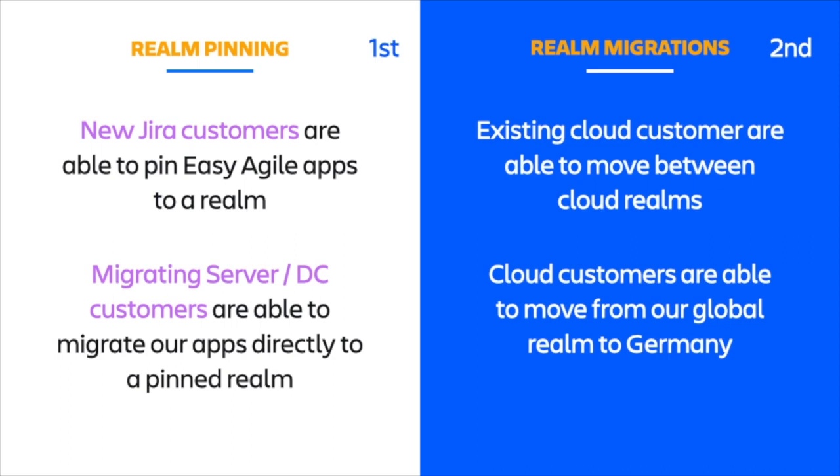So what this allowed us to do was that if we implemented realm pinning first, it would allow us to provide a new realm for new customers and any customers migrating from server DC. So in order to allow for migrating customers from server DC to actually migrate to our new German realm, we just had to implement the new migration URL in our app descriptor, which was pretty simple to do, and it enabled server customers to then migrate to the new realm. After we completed realm pinning, we then move on to realm migrations, and that would allow our existing customers to move from the global realm to our new pinned realm.